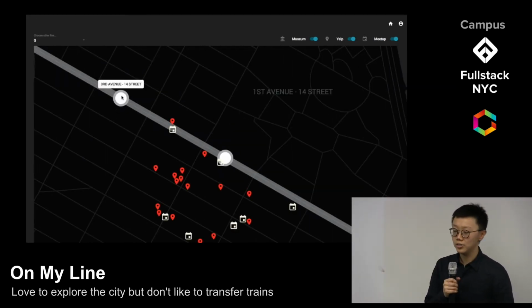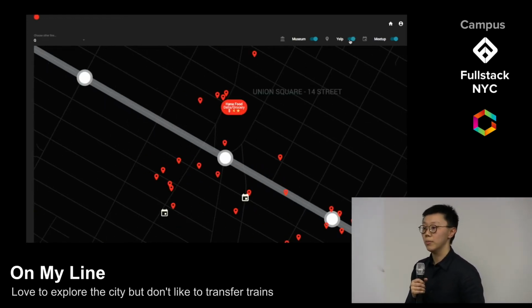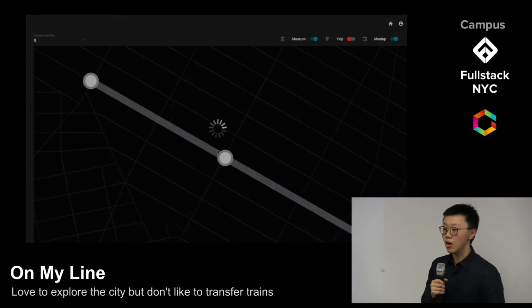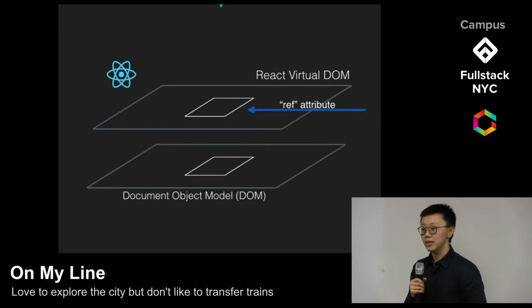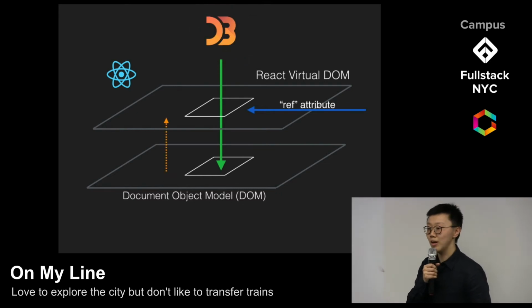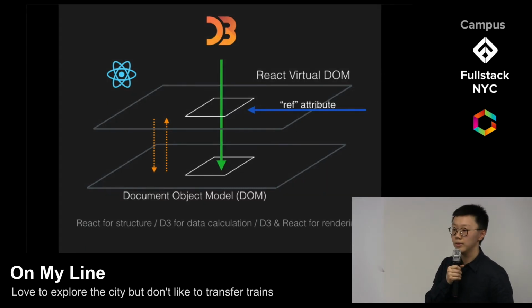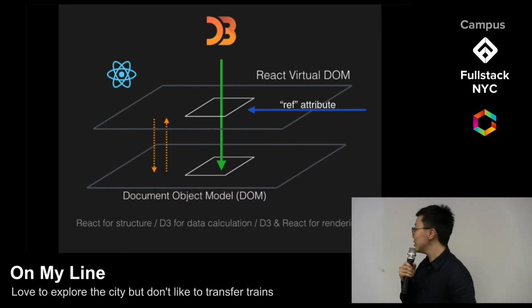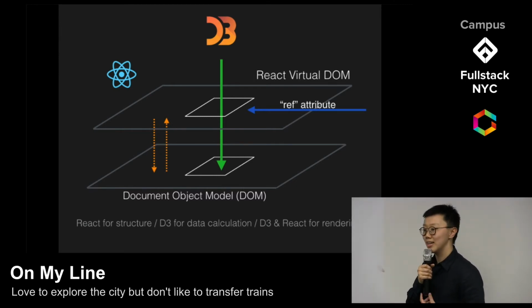One of our biggest challenges was to integrate D3 with React when both of them are trying to control the DOM. To overcome this challenge, we use the ref attribute provided by React to access the real DOM underlying the virtual DOM, which gets React to hand over the control. We use React for structure, D3 for data calculation, and carefully use both of them for data controlling and rendering. I'm going to pass it off to Sierra to discuss our data flow.